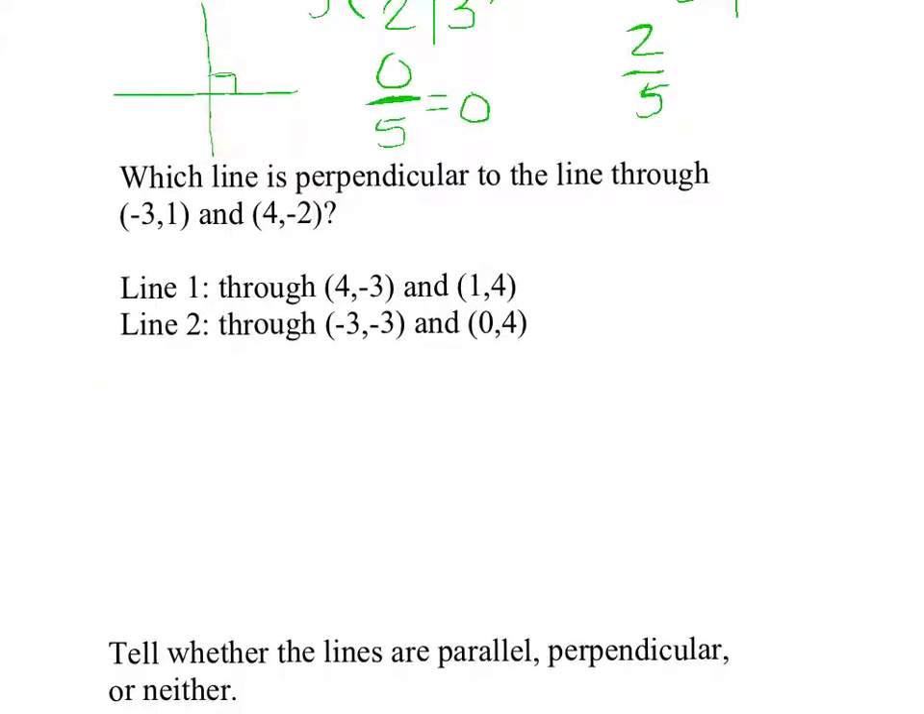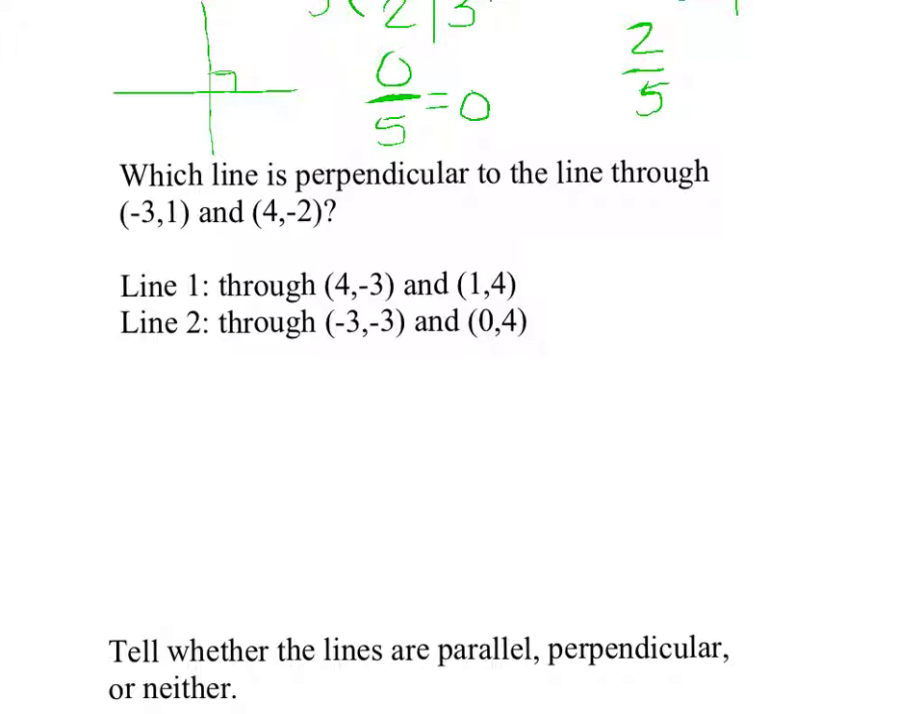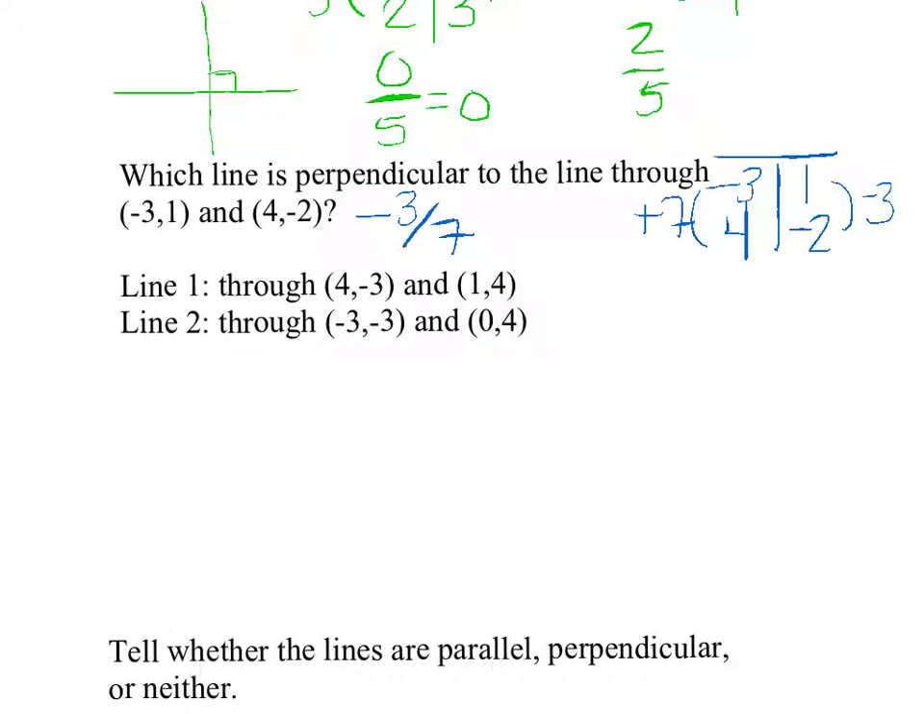So here we have an interesting question. Which line is perpendicular to the line that goes through these 2 points? So we'll first have to start by finding this slope, and then we're going to look at this slope and see which one is perpendicular. So let's start with the original line. We've got negative 3, 1 and 4, negative 2. So here we subtract 3. Over here we're going to add 7. So the slope for this one is negative 3 over 7. So I'm looking for either line 1 or line 2 to have the slope positive 7 over 3.